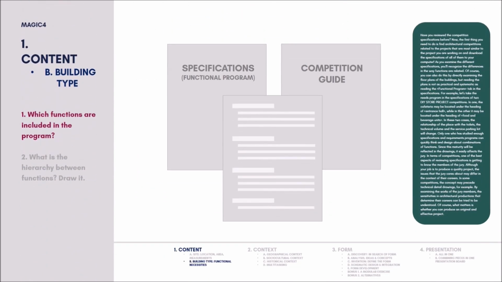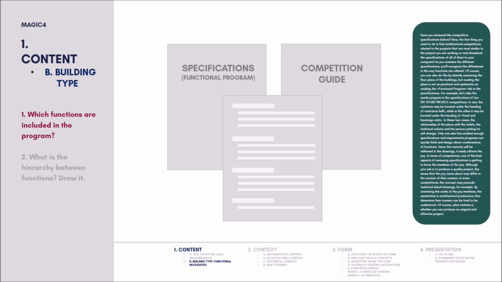B. Building type. Question 1. Which functions are included in the program? Have you reviewed the competition specifications before? Now, the first thing you need to do is find architectural competitions related to the projects that are most similar to the project you are working on and download the specifications of all of them to your computer.